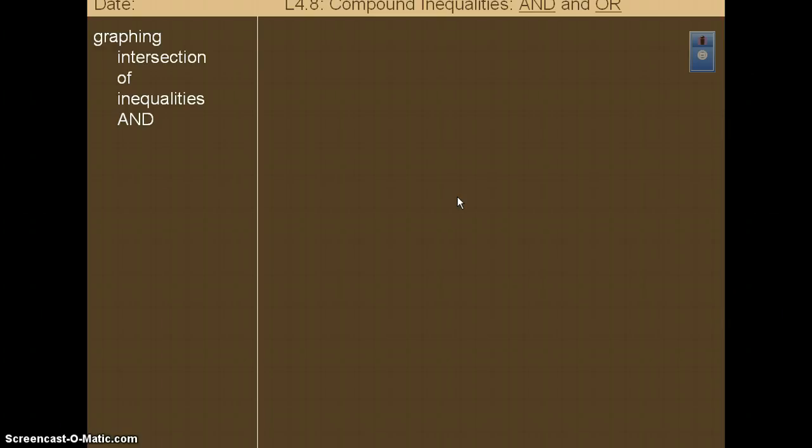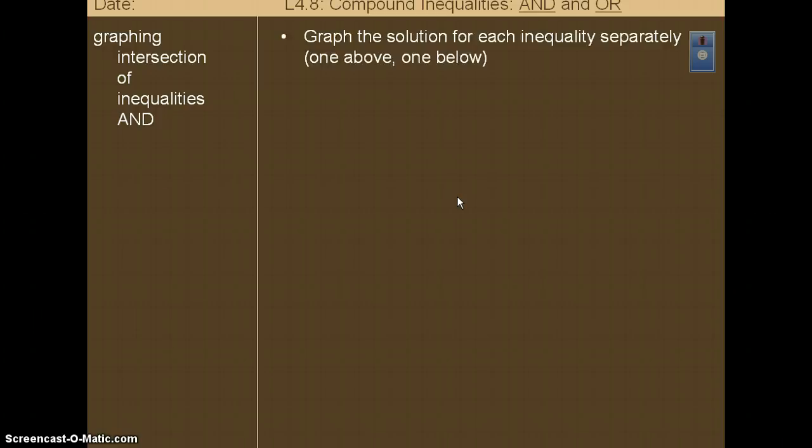So there are really 2 basic steps to this. We graph the solution for each inequality separately. Since our final solution will go on the number line, I like to graph one of them above and then one of them below so I can easily see the overlap where I can graph my final solution on the number line. And then that's the overlap then that we graph, the overlap of the 2 on the number line.